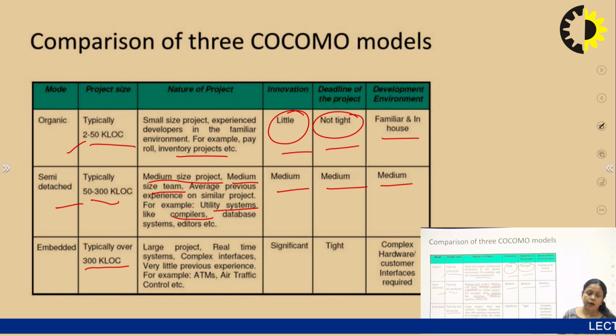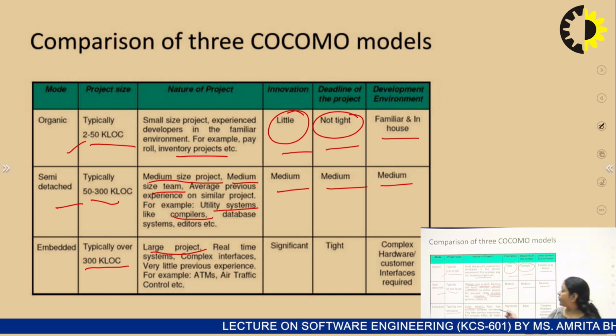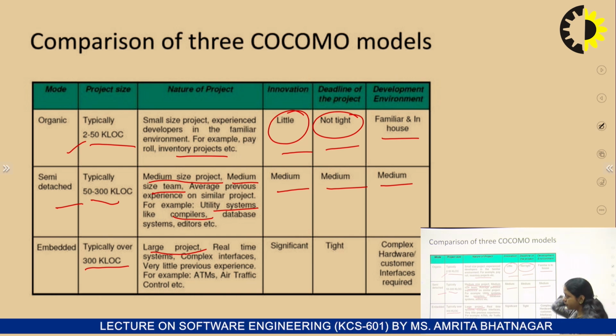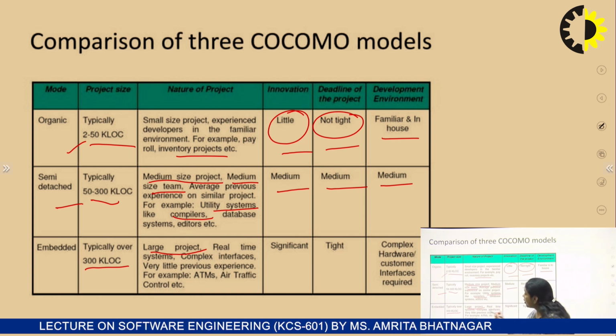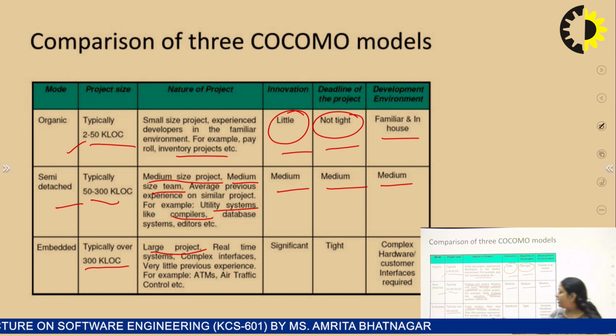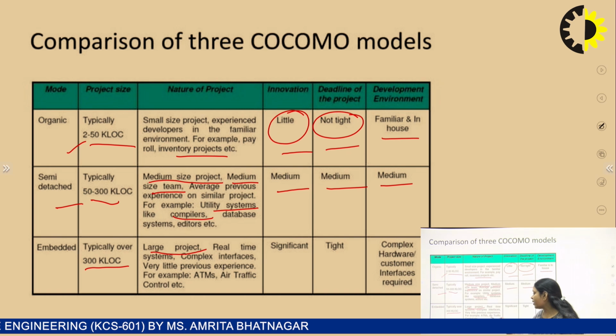Right. Next, embedded. Now in the case of embedded, typically when the number of lines of code is over 300, fine, then we can say that these are those projects which are large projects, because now we have a larger number of lines. Okay. And real-time systems, these types of systems can be real-time systems. Complex interfaces, very little previous experience. For example, ATMs, air traffic control.